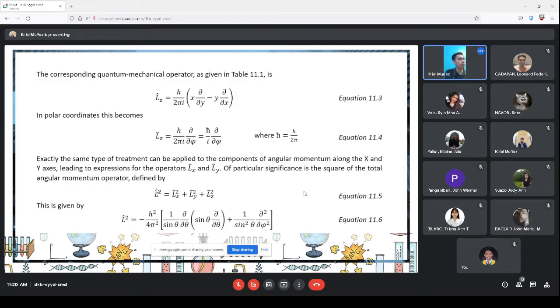The corresponding quantum mechanical operator, according to our Table 11.1, you would find in our module regarding the postulates.